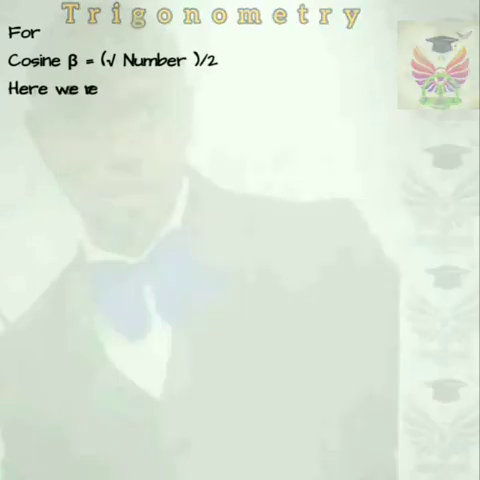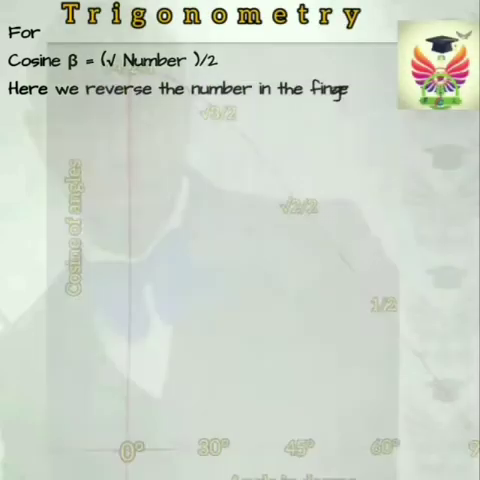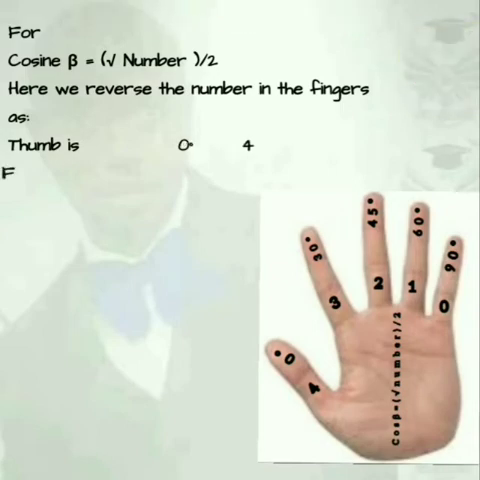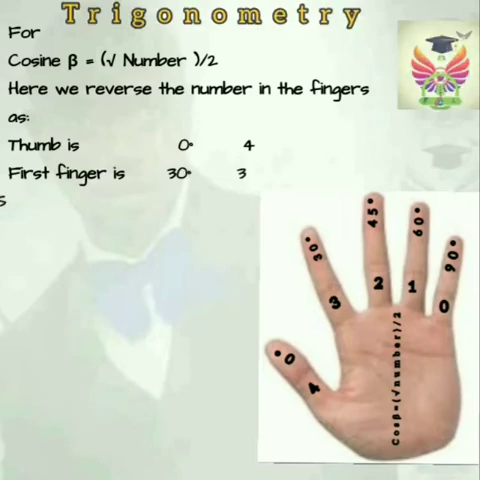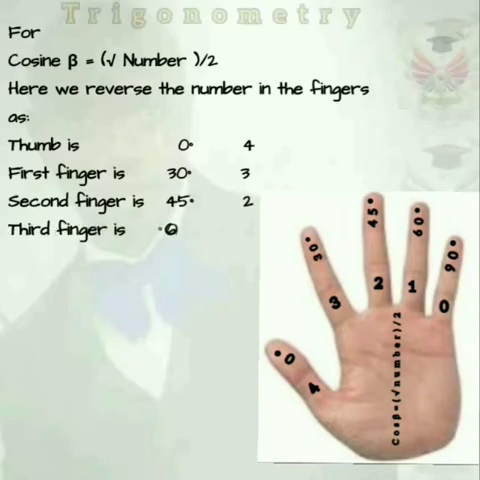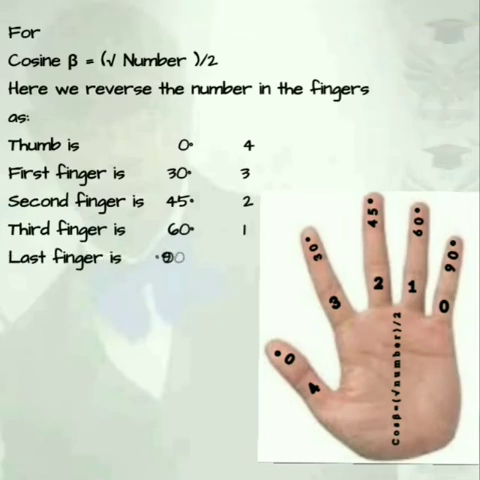However, we would reverse the numbers attached to the fingers so that the thumb with angle 0 now becomes 4. The first finger with angle 30 degrees now becomes 3. The second finger with angle 45 degrees now becomes 2. While the third finger with angle 60 degrees now becomes 1. And the last finger with angle 90 degrees now becomes 0.